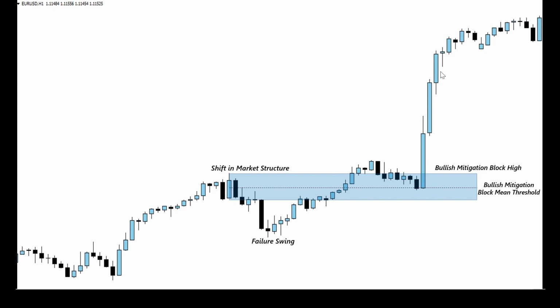And as it was said in the PD arrays video, it is always better if price doesn't close beyond the mean threshold of the mitigation block. Now, if you look closely, you will see that at the midpoint of the mitigation block, there is another PD array which can be paired with the mitigation block. We talked about that PD array in the previous video, so you can check that out in the link down below. So that PD array is the fair value gap.